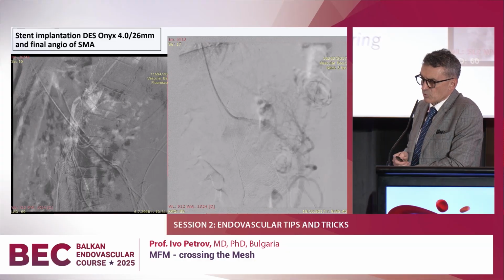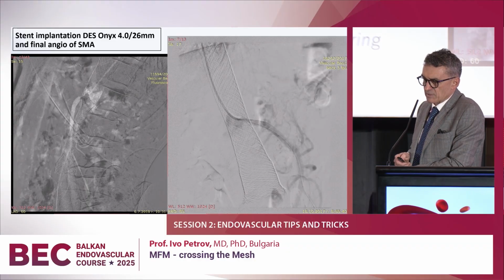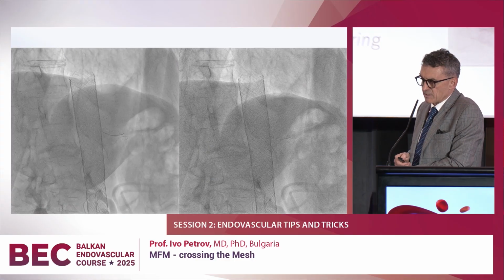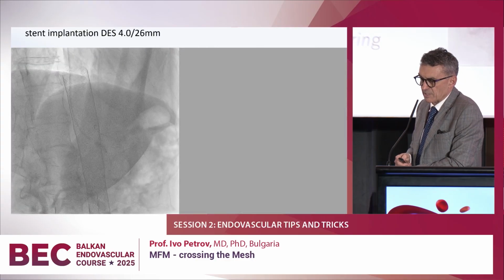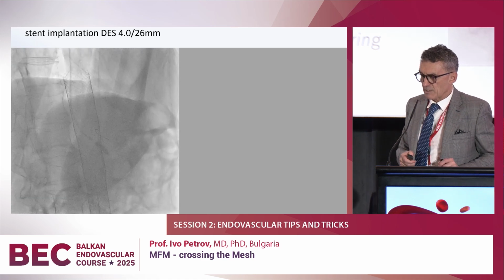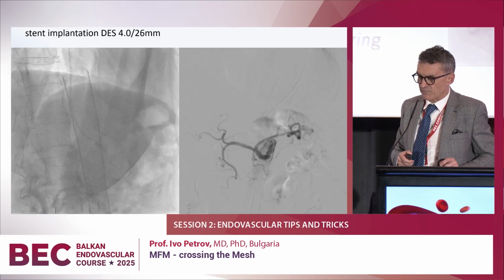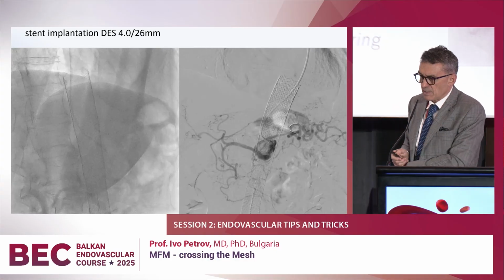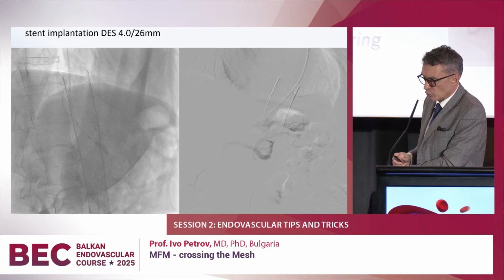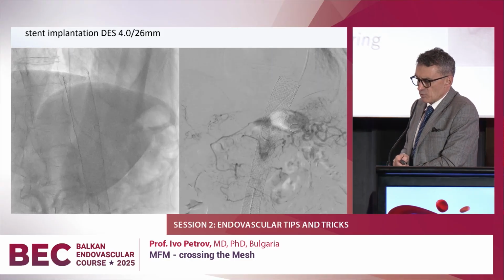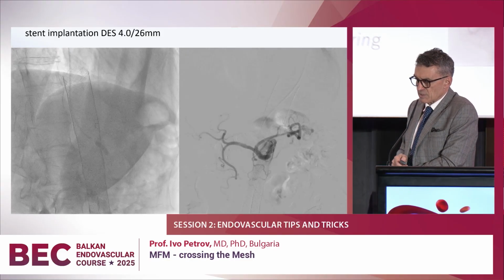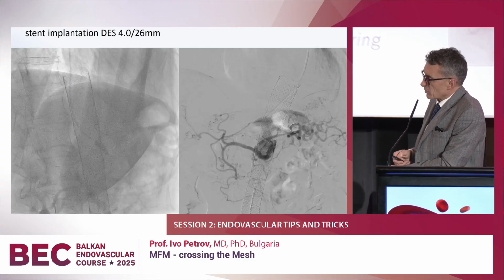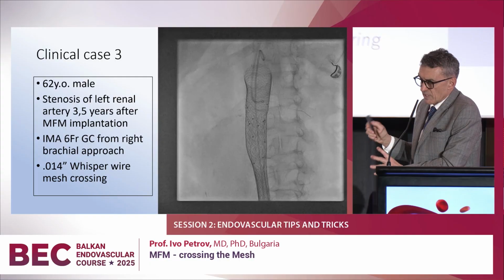You see how good the result is after the implantation into the ostial part of the mesenteric, and after that the ostial part of the celiac trunk. In some of the cases, in fact, it was not possible to cross with a peripheral stent, and we had to implant coronary stents with quite good results. You can observe this is the result after the implantation into the celiac trunk, the coronary stent off-label, of course.